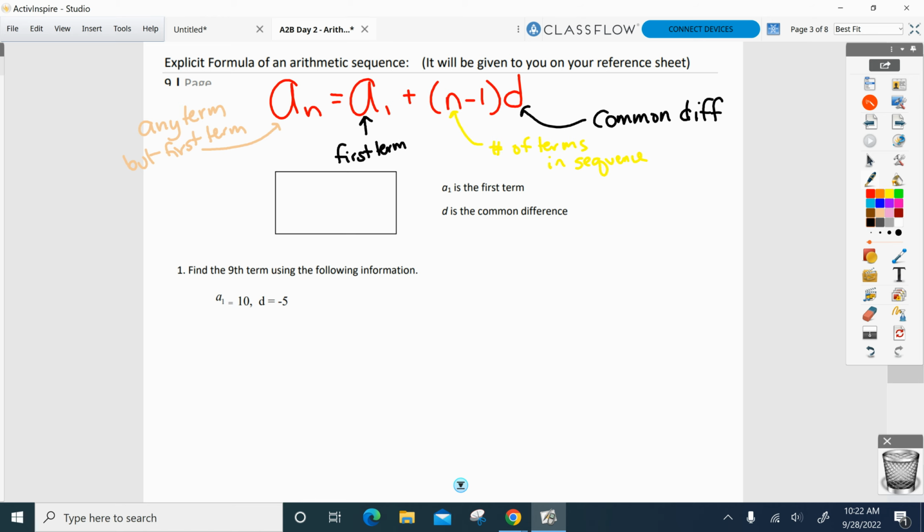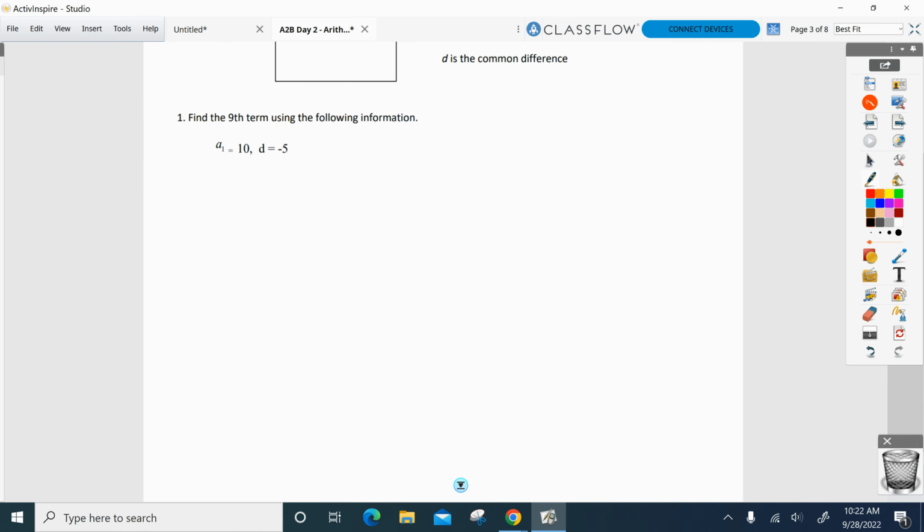Here we go. Number 1. Without doing a thing first, how do I know I'm dealing with an arithmetic sequence, even though I don't see the word arithmetic on number 1? I give you a D value, right? So that's got to be an arithmetic sequence. And what's it looking for? Find what term? 9th term. So I get up, it's arithmetic. I only have one formula. It's on my formula sheet for arithmetic. I copy it down. And now let's use it to find the 9th term.